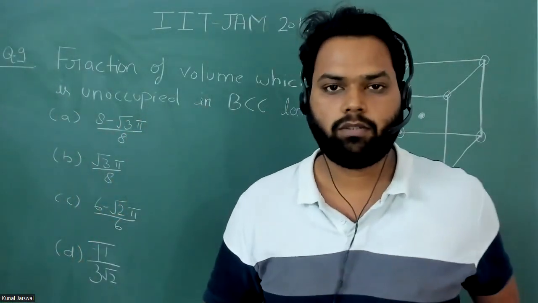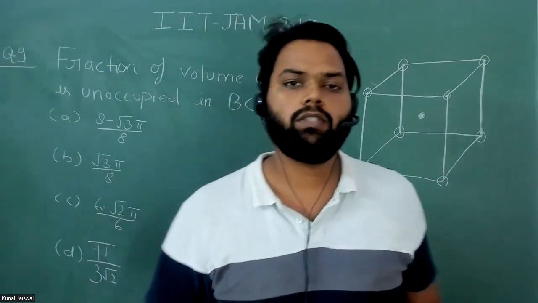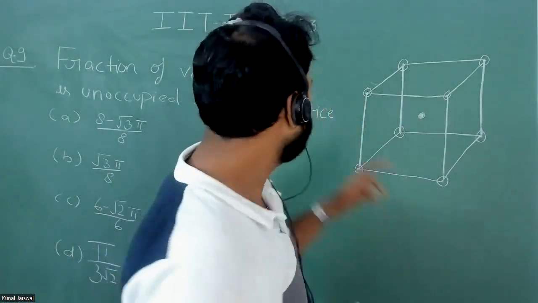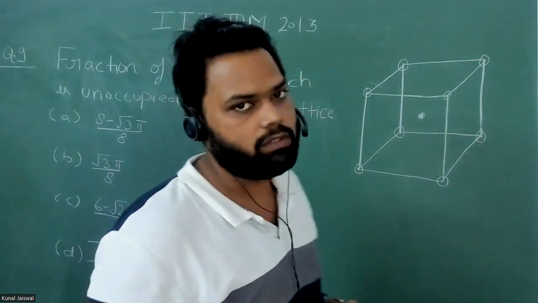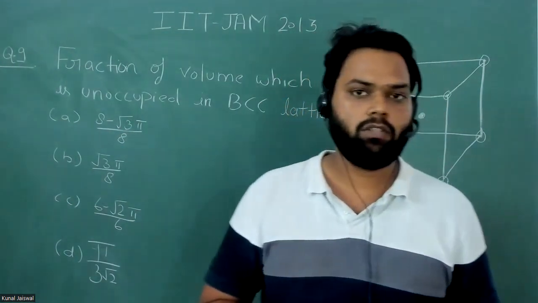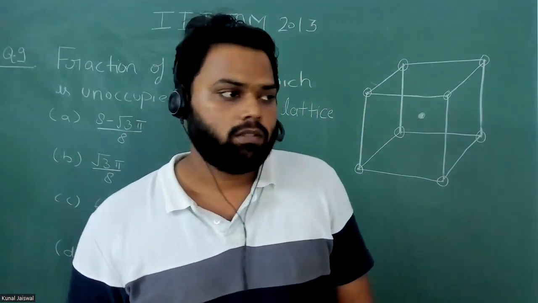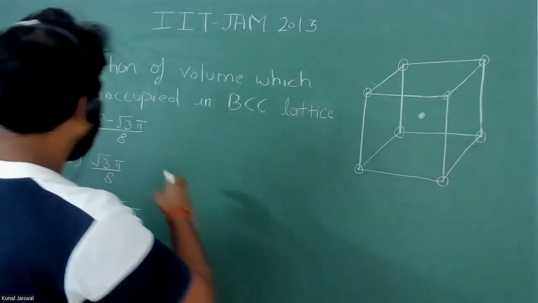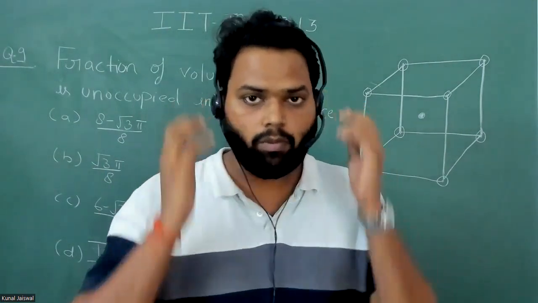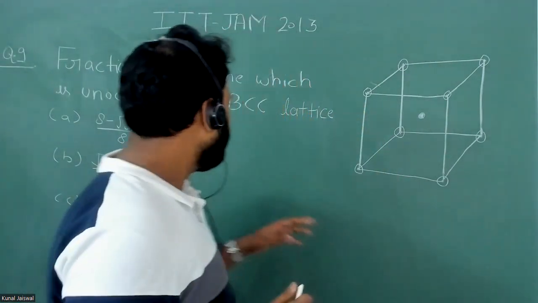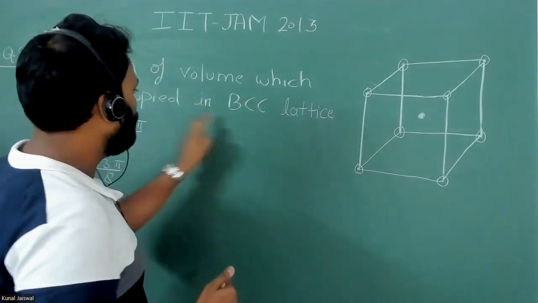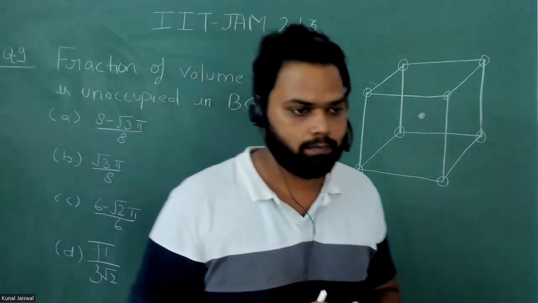Hello students. So today we are going to discuss one more problem from solid state physics, and this question came in IIT-JAM 2013 examination, and is question number 9 from the subsection of crystallography. So basically the question is talking about the BCC structure, body centered cubic structure, and we have to find the fraction of volume which is unoccupied in the BCC lattice.